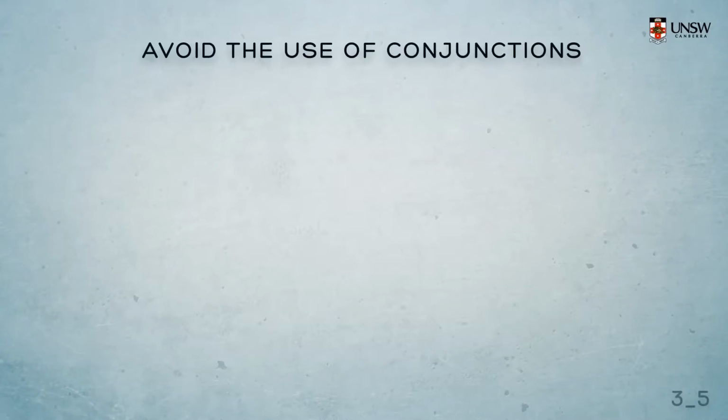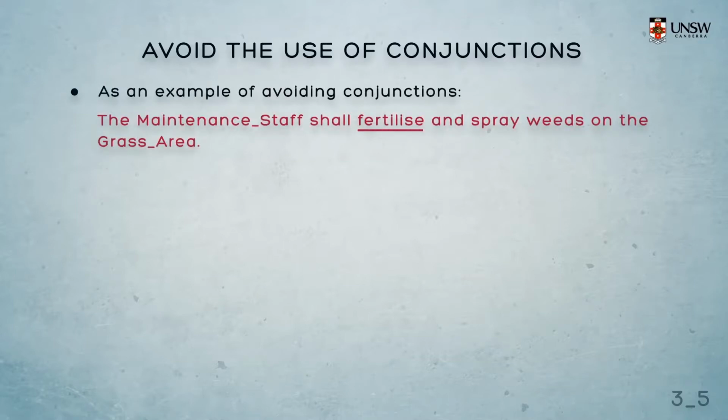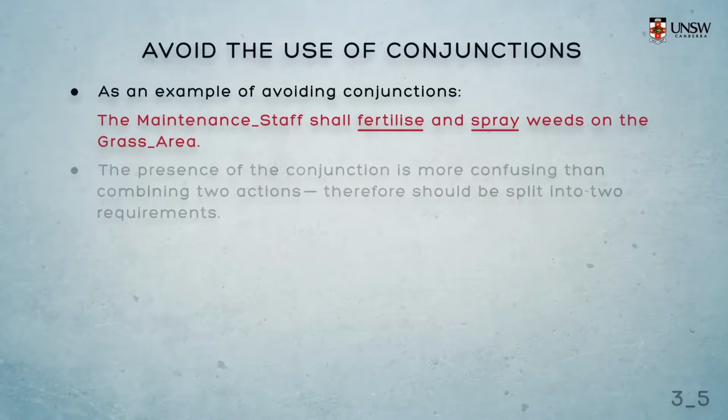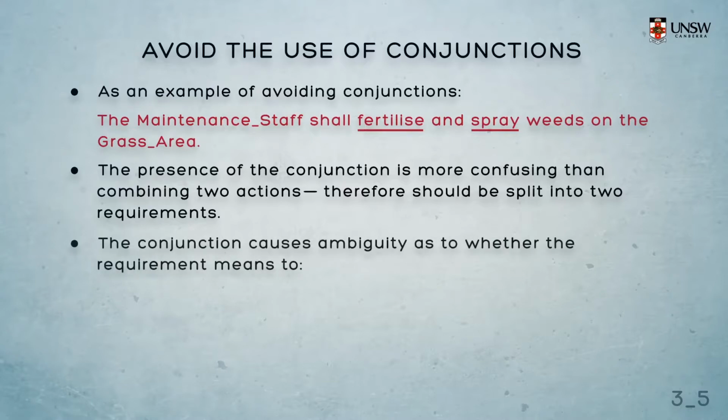The second reason we wish to avoid conjunctions is that their presence almost always creates ambiguity. So for example, consider this requirement. The maintenance staff shall fertilise and spray weeds on the grass area. Now we saw earlier that the presence of the conjunction results in two actions, which warns us that there are in fact two requirements. However here, the ambiguity causes issues about how we might even split it.